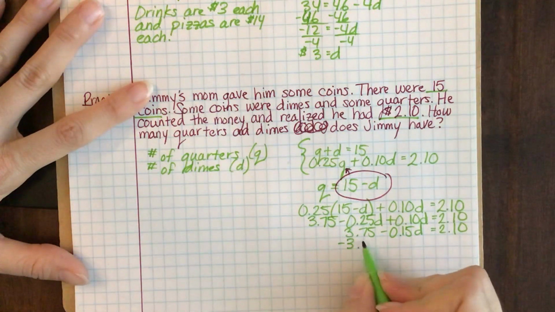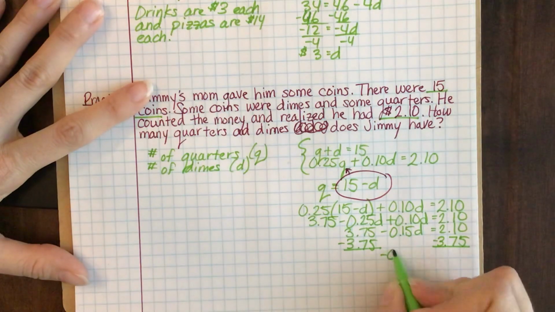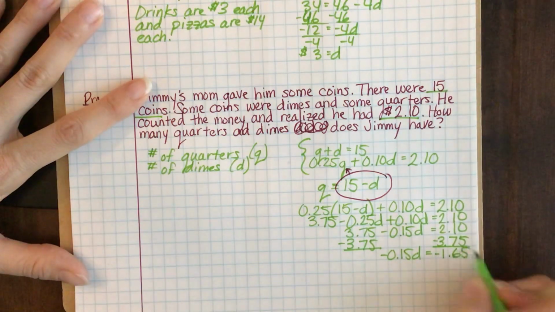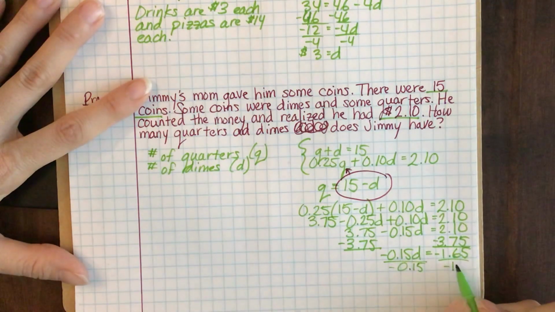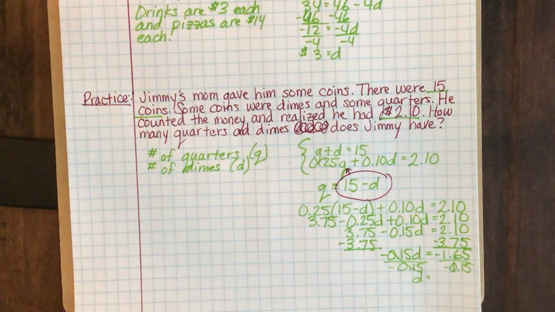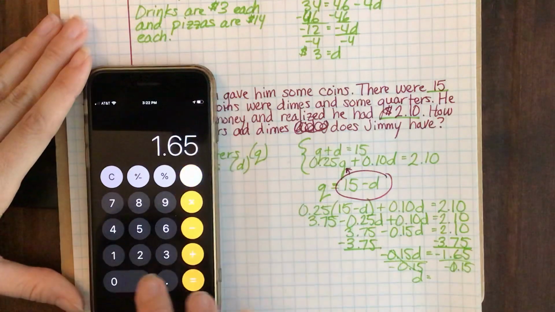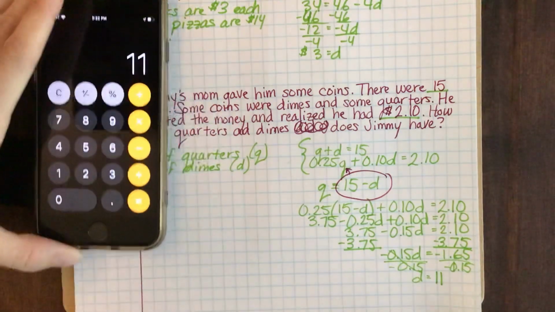I'm going to subtract $3.75 from both sides. So I'm going to get negative 0.15D is equal to negative $1.65. Now I'm going to divide both sides by negative 15 cents. And I get that D is equal to, well, a negative divided by a negative is a positive, and then 15 cents. I'm going to make this quick. So $1.65 divided by 15 cents is equal to 11. So what that means is the number of dimes that we have is 11.